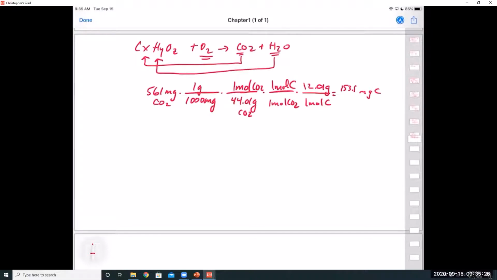They're purely to help you understand that the C in the CO2 goes to the CX, and the H in the H2O goes to the HY, right? Yeah, that's right. These sub arrows down here are not denoting any kind of information about the reaction itself, right?